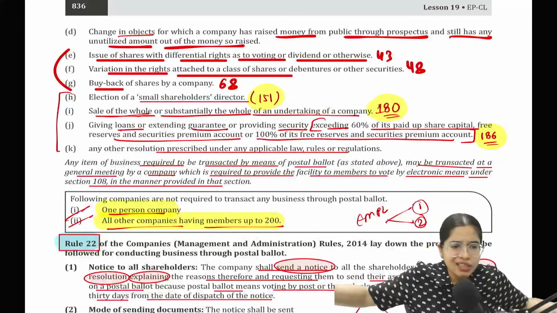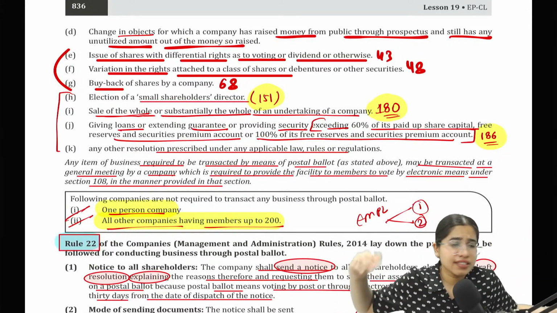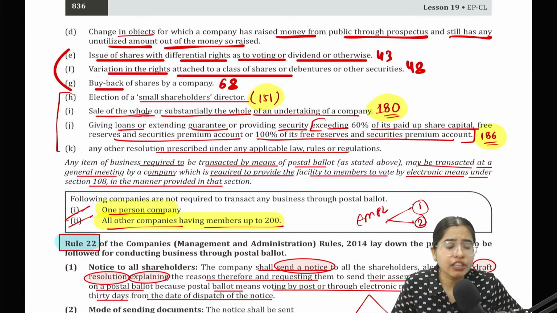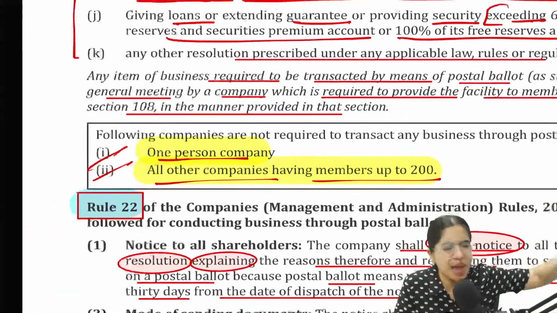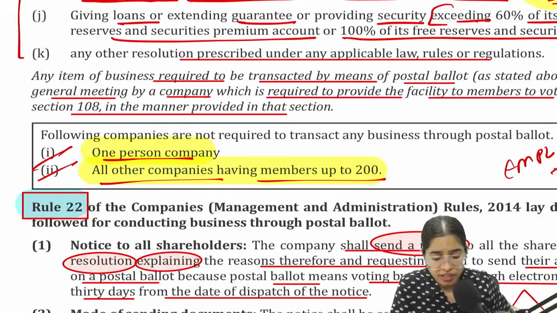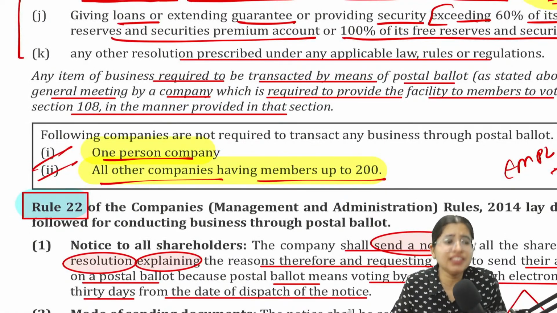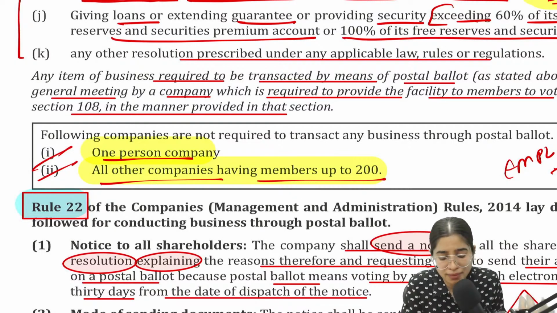Apart from this, for any other matter you have the option, either you can discuss through postal ballot or you can discuss physically at the meeting. But you know what, few companies are not required to conduct any matter through postal ballot. Few companies are exempted, that if you do not do postal ballot, it will be fine. Number 1, OPC. Why? There is only one member, no need. There is no need of postal ballot in case of OPC.